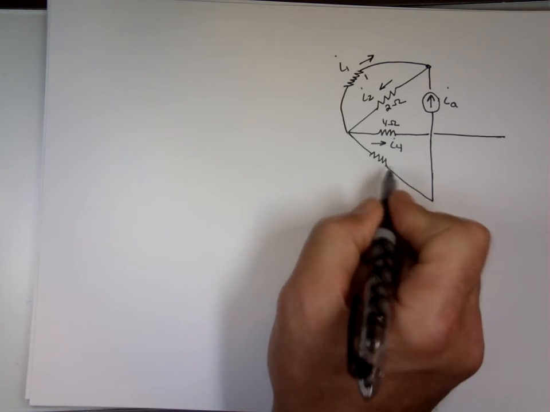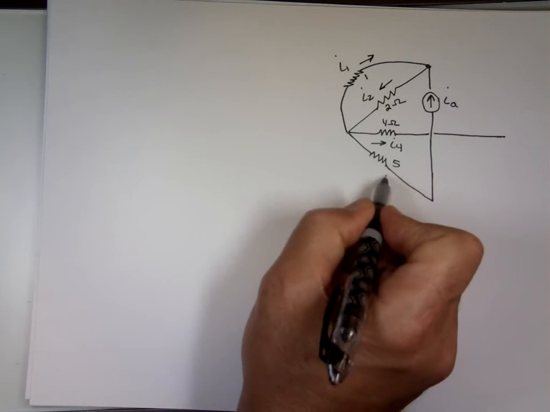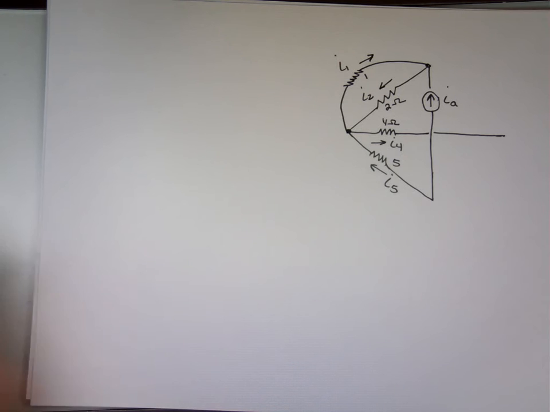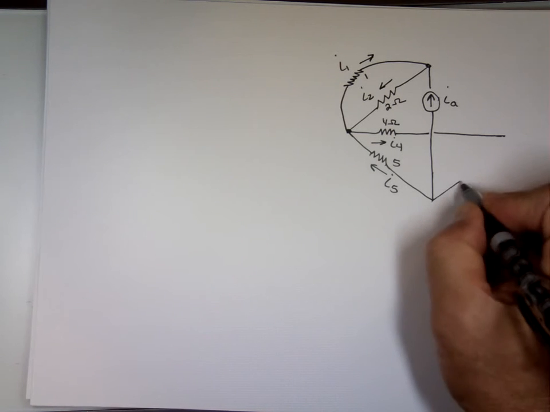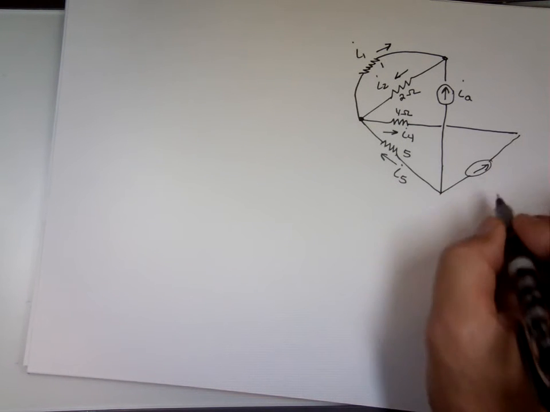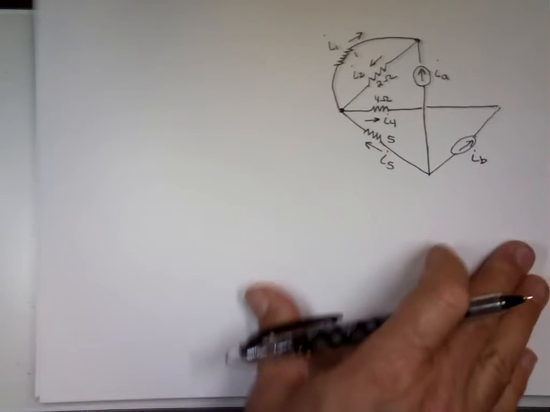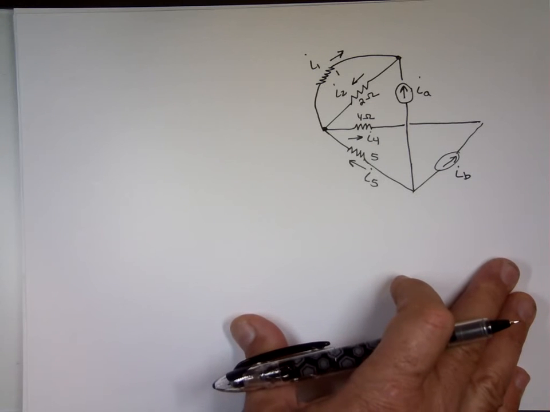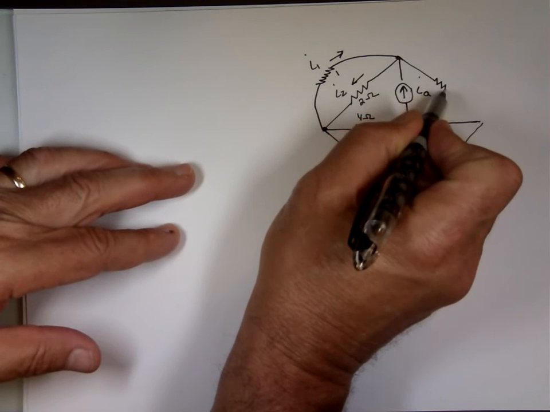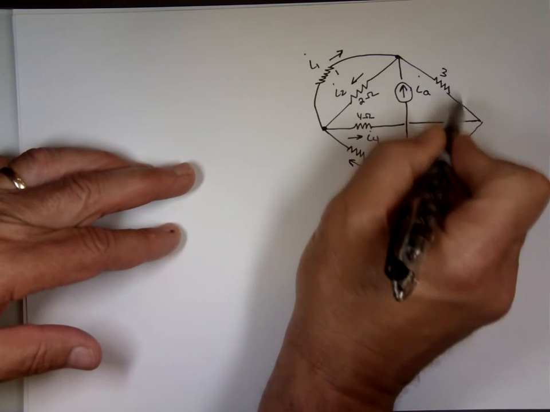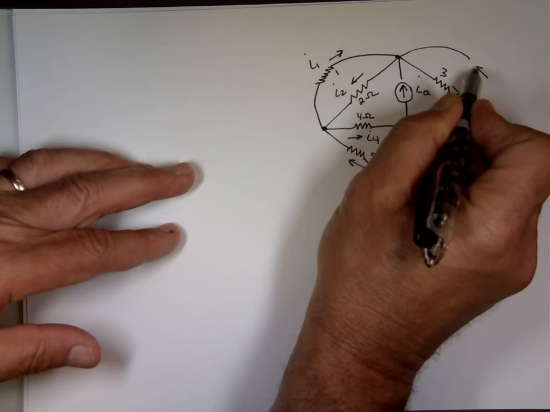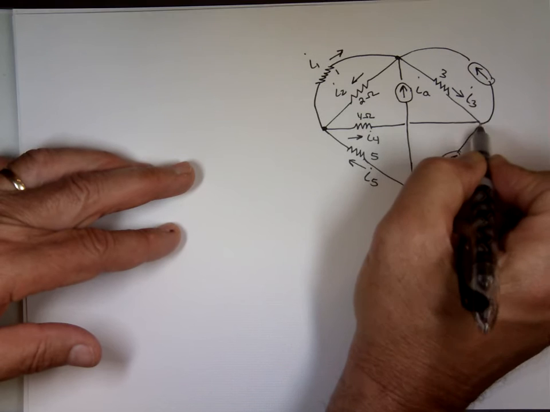This is 5 ohm. So this is I sub 5 going up there. Again, I have no idea which way it's going to go. I'm just defining them going that direction. We have another source here. We'll call that I sub B. I'm almost done with the picture. I have a resistor here. We'll say 3 ohms. So there's a current, I'm going to define it going that direction, I sub 3. And let's put another source here. We'll call it I sub C.